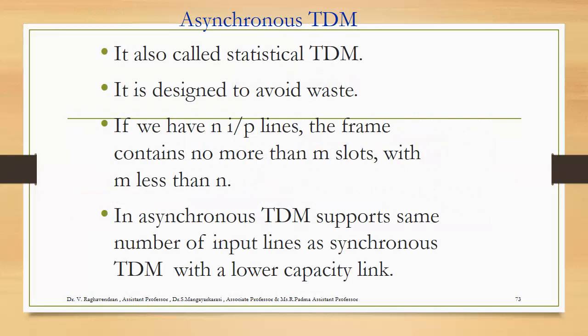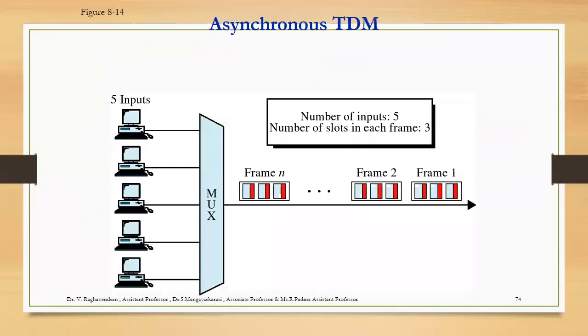Next one is asynchronous TDM. It is also called statistical TDM. It is designed mainly to avoid waste. Here we have n input lines, and the frame contains no more than m slots, where m is less than n. Compared with synchronous TDM, where the number of slots used corresponds to the number of inputs, in asynchronous TDM the number of slots m is lesser than n input lines. Asynchronous TDM supports the same number of input lines as synchronous TDM with a lower capacity link.